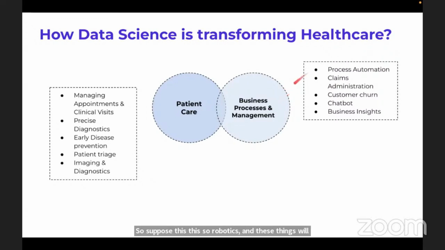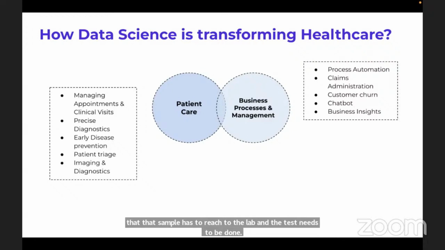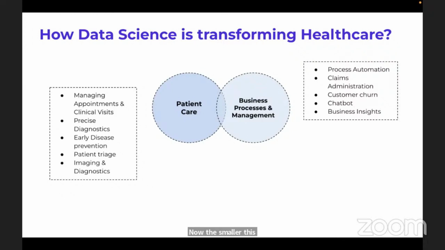Suppose there is one thing called diagnostic lab turnaround time. When a sample is collected from a particular patient, that sample has to reach the lab, and the test needs to be done. The smaller this time, the more correct the diagnostic result. And there are already automated things. It is a sort of tubular channel in the hospital.